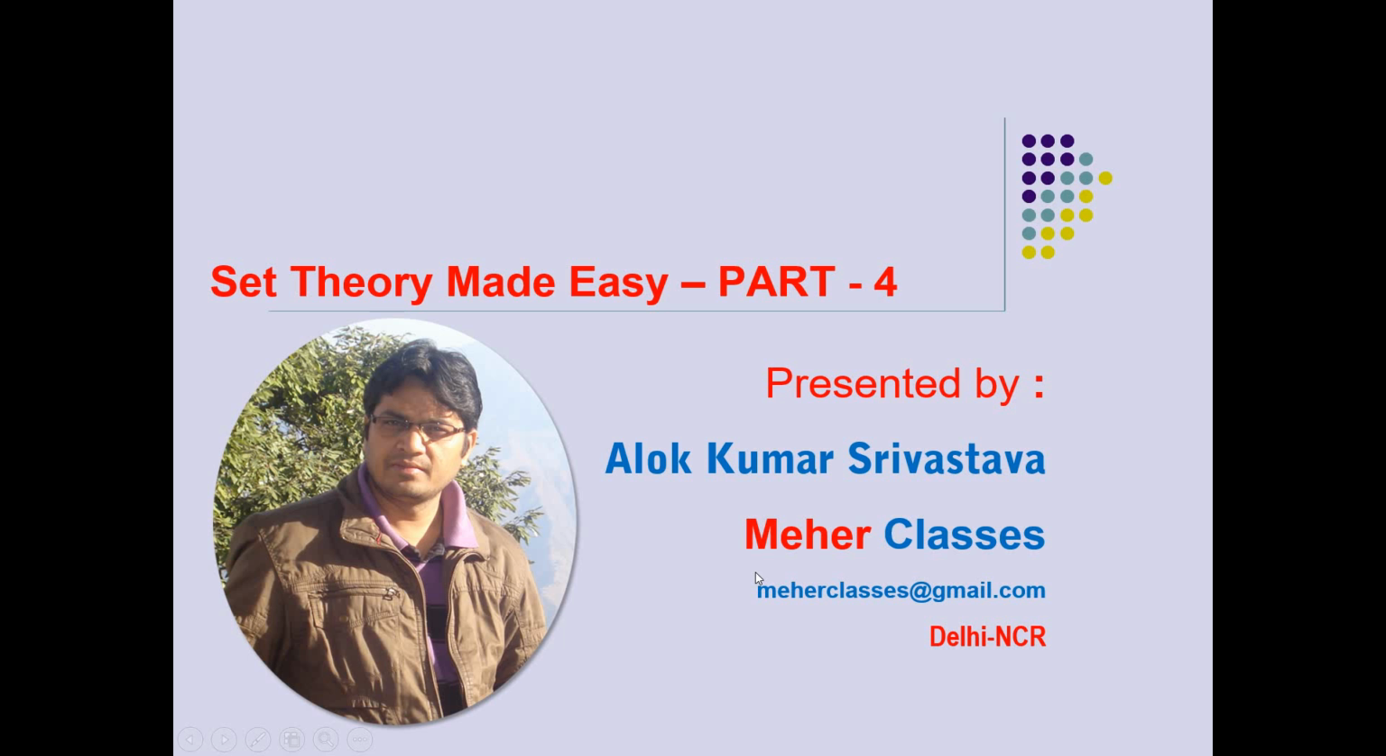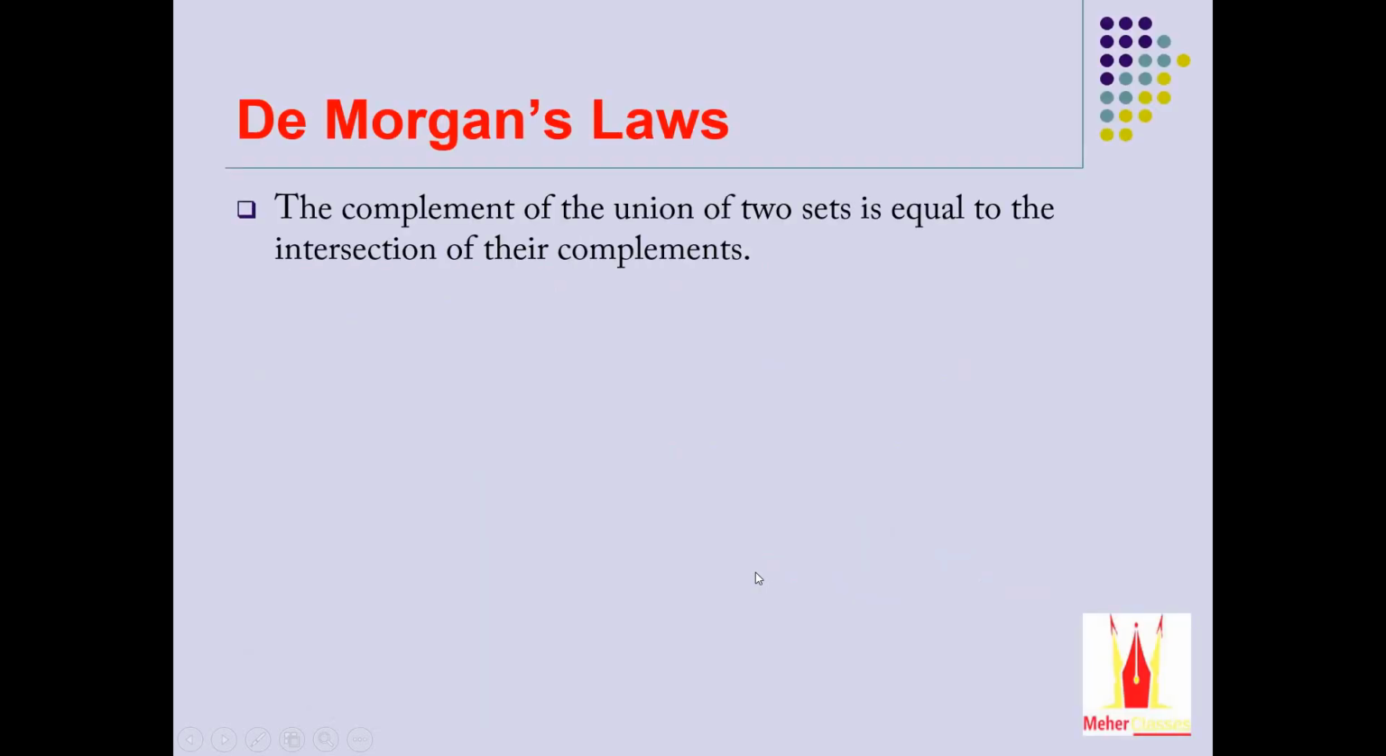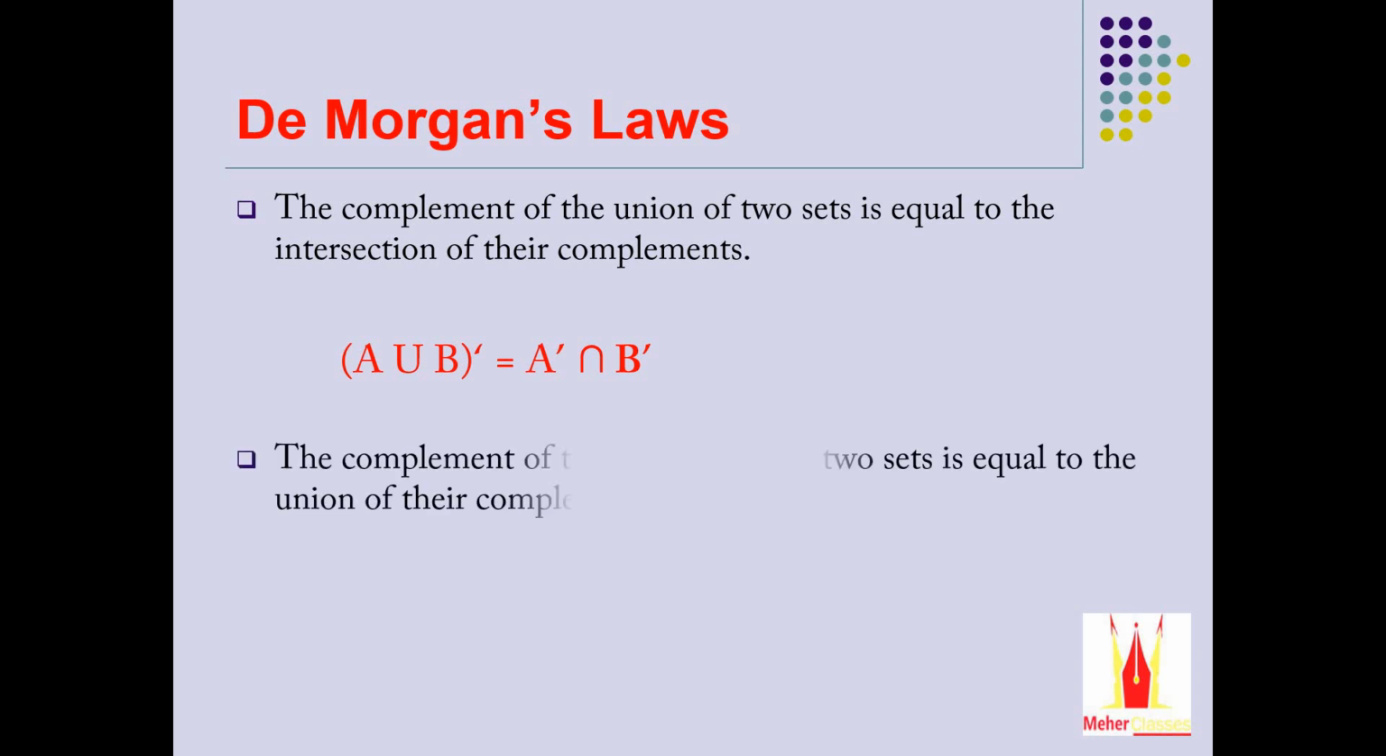So let's get started with De Morgan's laws. The first law of De Morgan says that the complement of the union of two sets is equal to the intersection of their complements. Mathematically, it can be denoted as the complement of A union B is equal to A complement intersection B complement. The second law says that the complement of the intersection of two sets is equal to the union of their complements.